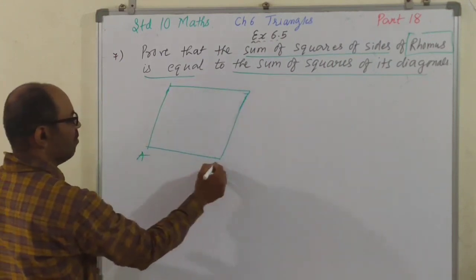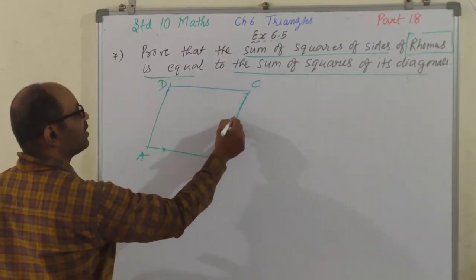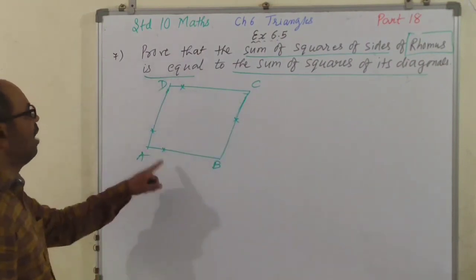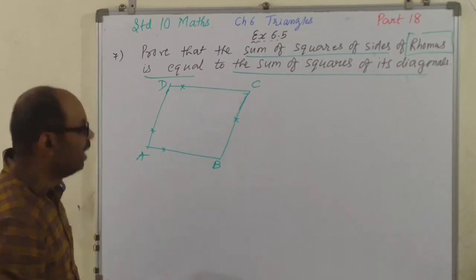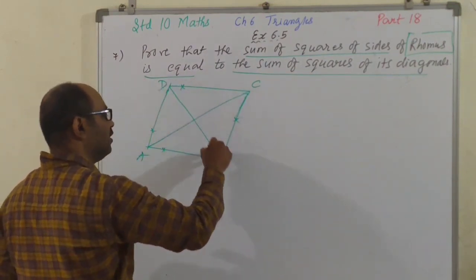Okay, let's say this is rhombus ABCD. You know all its sides are equal. I put a mark to show that. The diagonal is AC and the other diagonal is BD.